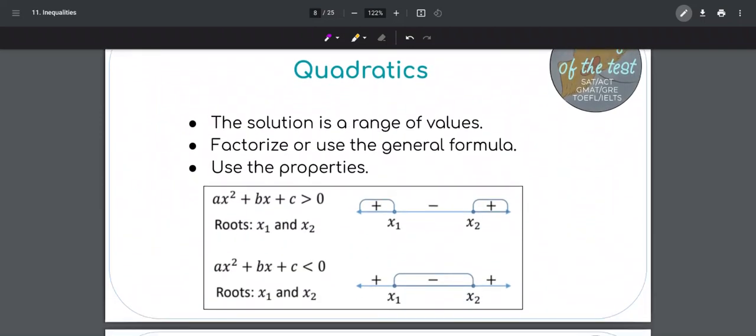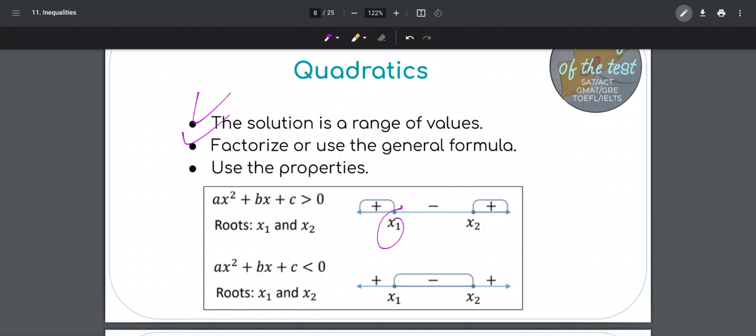Pause the video right now, copy everything, and we are going to move on. Okay, how do we deal with quadratics? Remember that an inequality doesn't give you a specific answer, it gives you a range of answers. So in the case of a quadratic, it's pretty much the same. I'm going to solve the equation, right? Either factorizing or using the general formula, but we have to remember that we're finding a range.